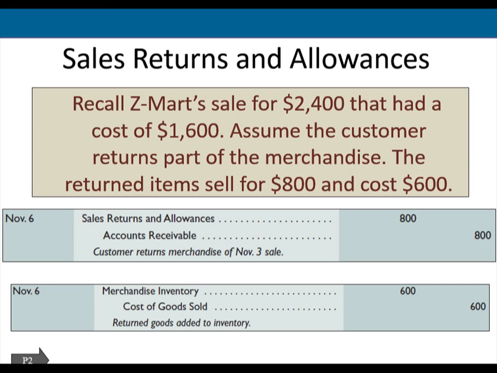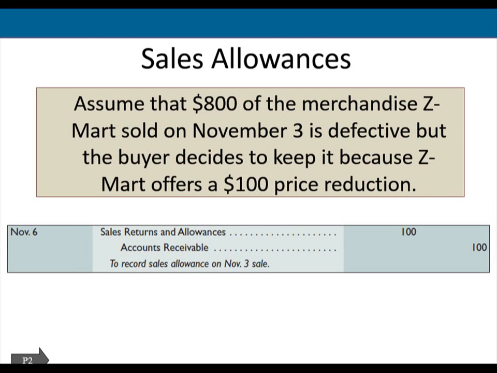Then we have to account for the cost of the merchandise that's being returned. Debit merchandise inventory because the stuff is going back in the store to be resold. Credit cost of goods sold, both for $600, the cost of the merchandise. A sales allowance differs in that the customer doesn't actually return the stuff. Maybe it's the wrong color, but they decide to keep it if they can get a lower price. This should be recorded by debiting sales returns and allowances and crediting accounts receivable. But the cost of goods sold and merchandise inventory accounts aren't adjusted.